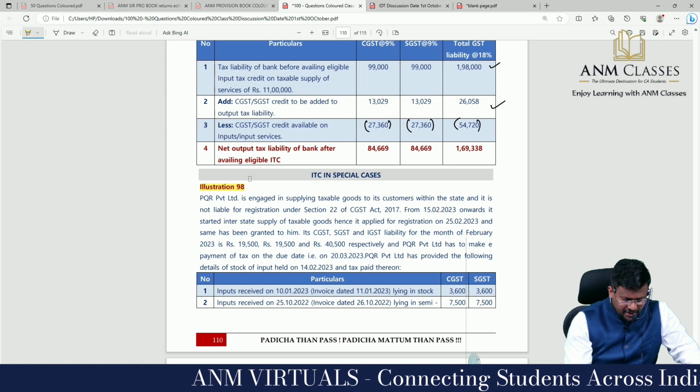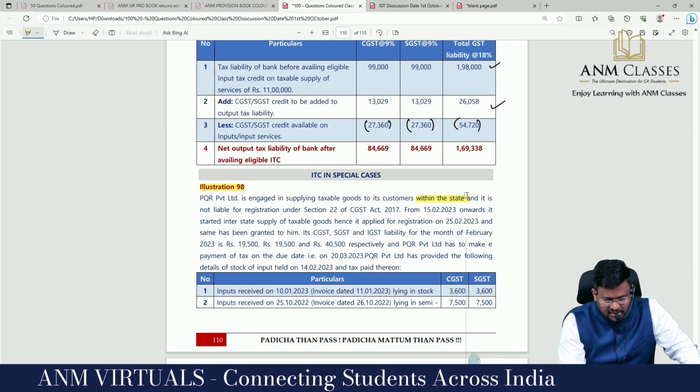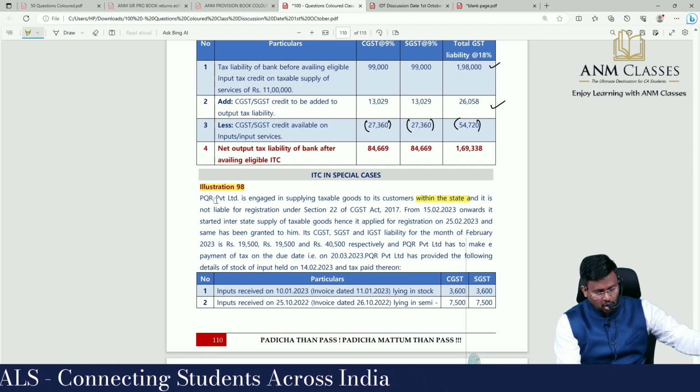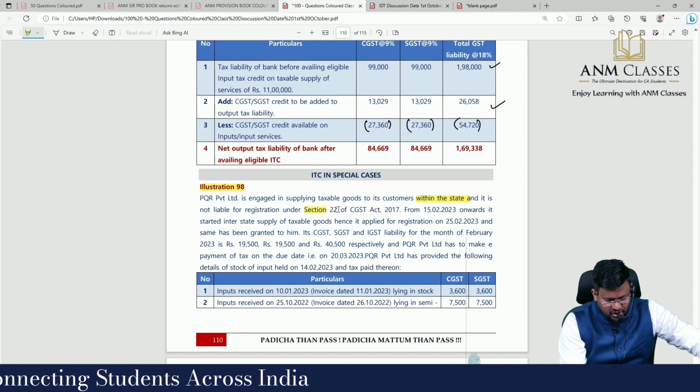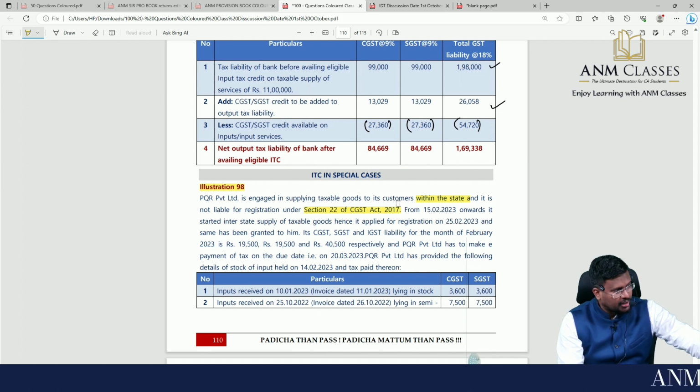PQR Private Limited is engaged in supplying taxable goods to its customers within the state. That means intra-state supply. And it is not eligible for registration under section 22 of the CGST Act, because since they are not doing interstate supply, they will not fall under section 20.